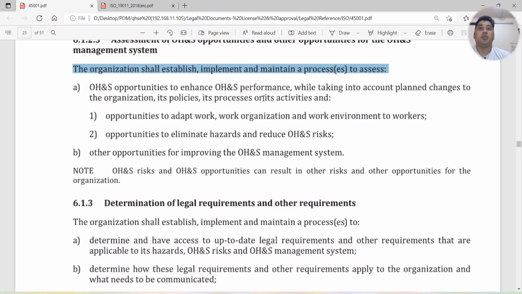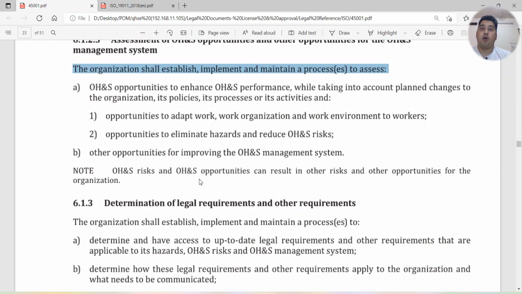OHS opportunities to enhance OHS performance while taking into account planned changes to the organization, its policies, its processes, or its activities. So when you are making a SOP or process for opportunities for improvements, that time you can consider the organization, its policies, its process, and its activities. And opportunities to adapt work organization, work environment to workers, opportunities to eliminate hazards and reduce OHS risk. So these you need to consider, and other opportunities for improving the OHS management system that you can consider.